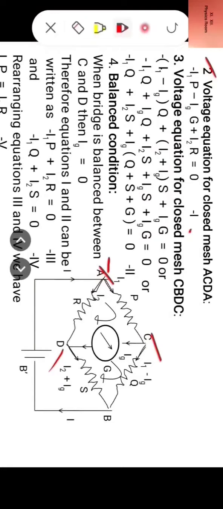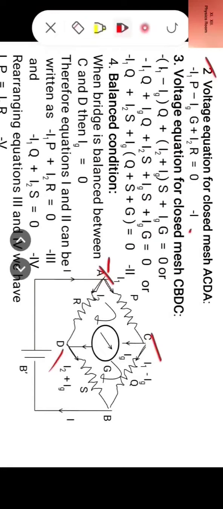Okay. Now why we have written minus I1P? Because there is fall in potential when we go from A to C. So where conventional current enters P, that end is at higher potential, and where it leaves P, that end is at lower potential. So there is fall in potential. So we write minus. Okay. Now why we write plus I2R? The same way, plus I2R means we go from lower potential to higher potential.